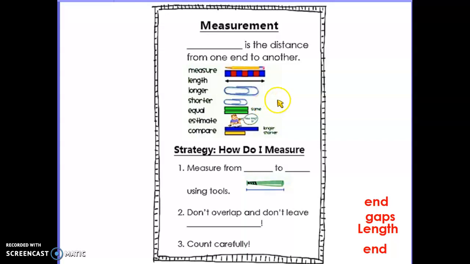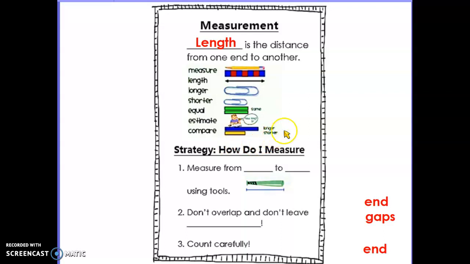Hi guys, today we're talking about measurement. So, the distance from one end to another, we know that is length. Length is the distance from one end to another. Some of the vocabulary words are measure, length, longer, shorter, equal, estimate, and compare.